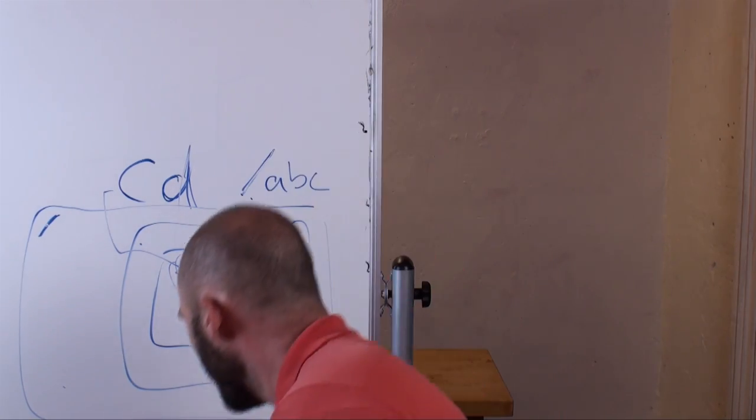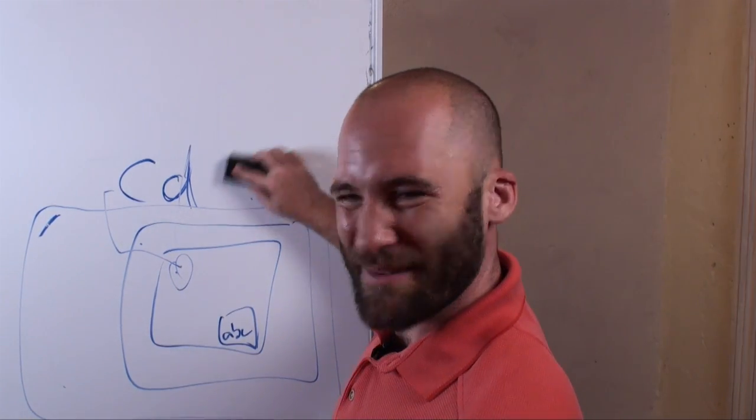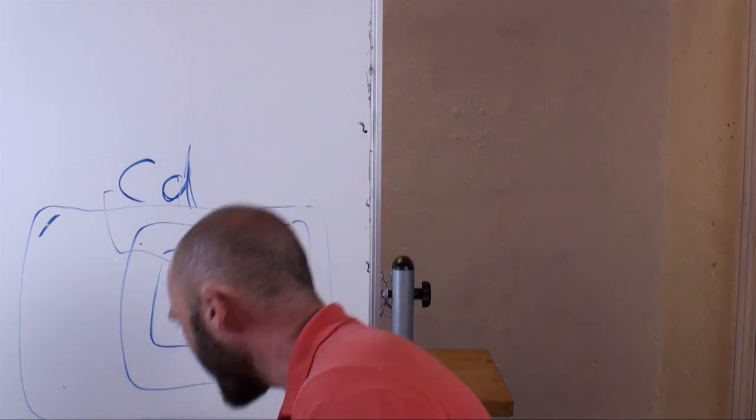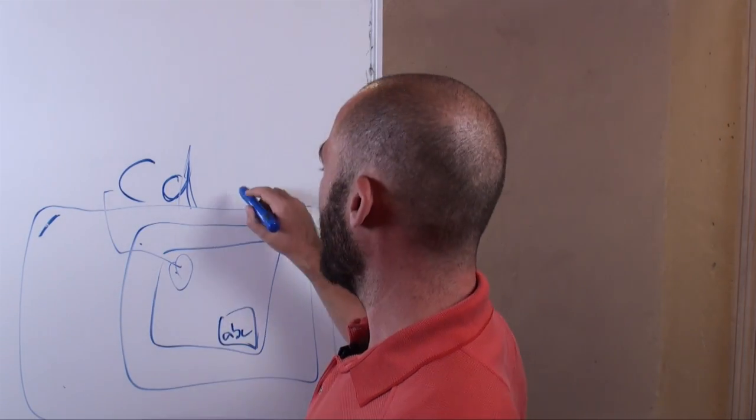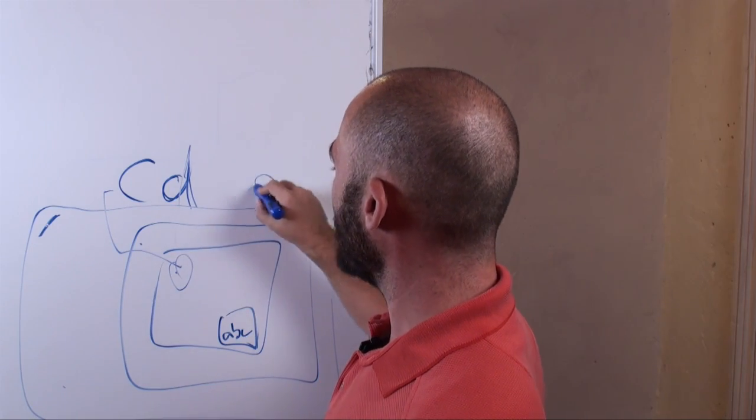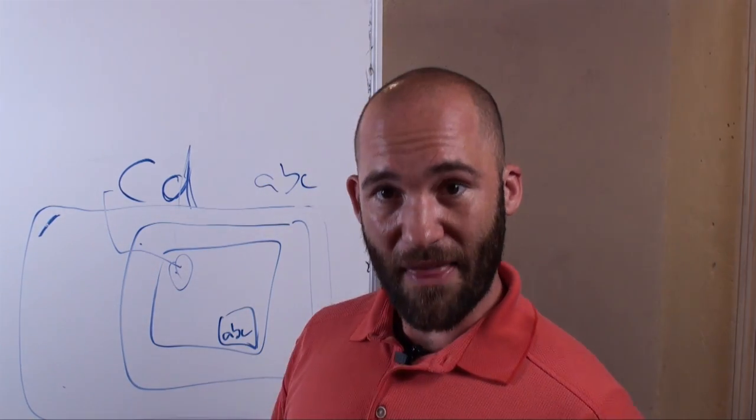If you get what I'm saying, it gets a little confusing. But the main thing is, if you're in a folder and you're trying to go to a folder one level down, you do CD space A, B, C, and that'll work for you.